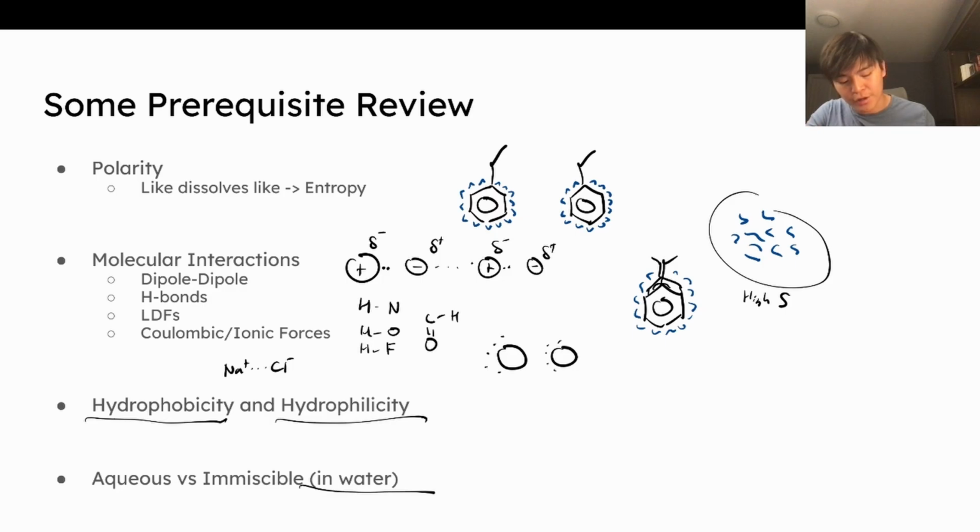And then talking about water, we also want to talk about aqueous and immiscible. So aqueous just means it's going to dissolve, right? An aqueous solution is if, let's say we have solution A, and we add a bunch of solution B. Imagine this is liquid. Well, we're going to get a homogeneous solution of A and B, all dispersed in there, right? That's aqueous. Immiscible is when they don't dissolve in each other.